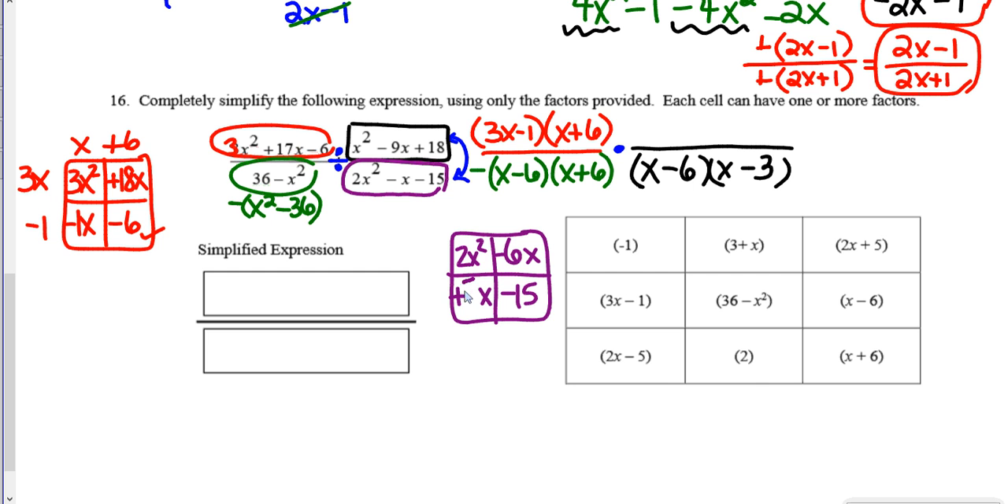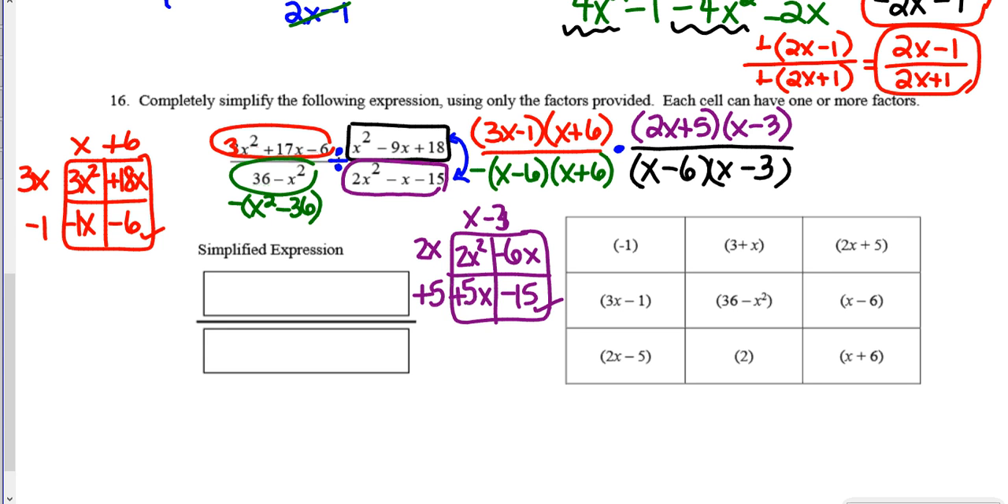Negative 6 and positive 5 would add to negative 1. GCF of the top is 2x. 2x times x is 2x squared. 2x times negative 3 is negative 6x. What times x is 5x? That's plus 5. And then my check, plus 5 times negative 3 is negative 15. That's good. So now I've got 2x plus 5 and x minus 3.